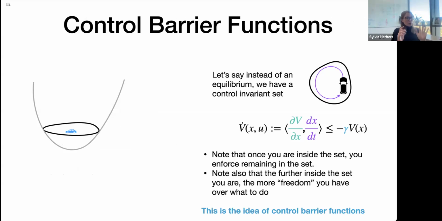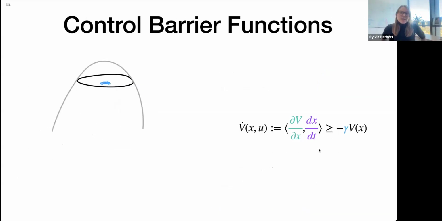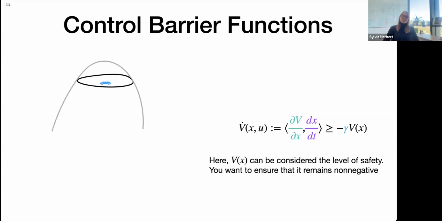There's one small notation thing. People like to think about safety as a positive value, and so people flip this upside down. So we're going to flip it upside down and then change this to a greater than or equal to sign. But it's just an upside down control Lyapunov function. So here, V of x can be considered the level of safety now, and you want to ensure that it remains non-negative.